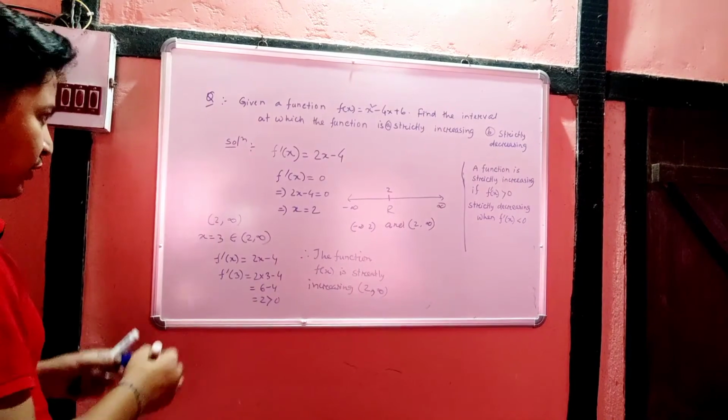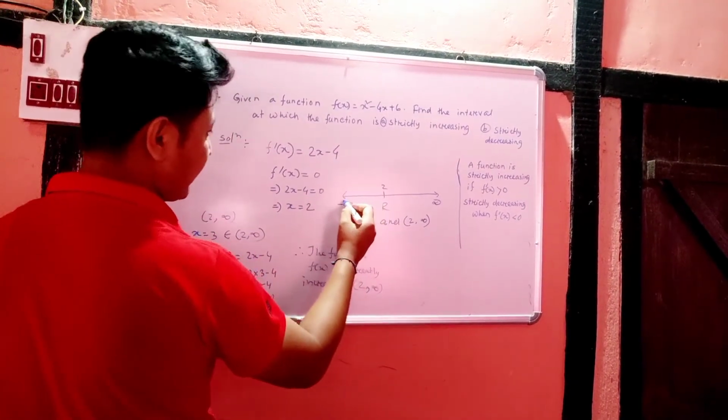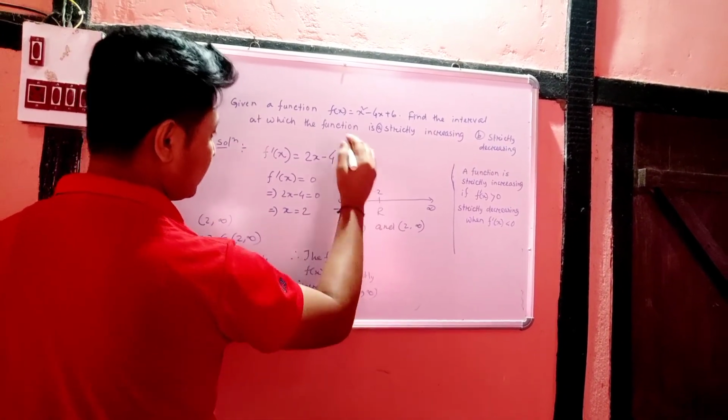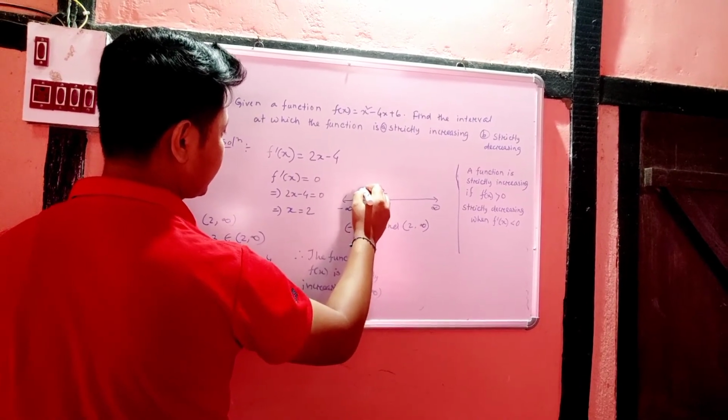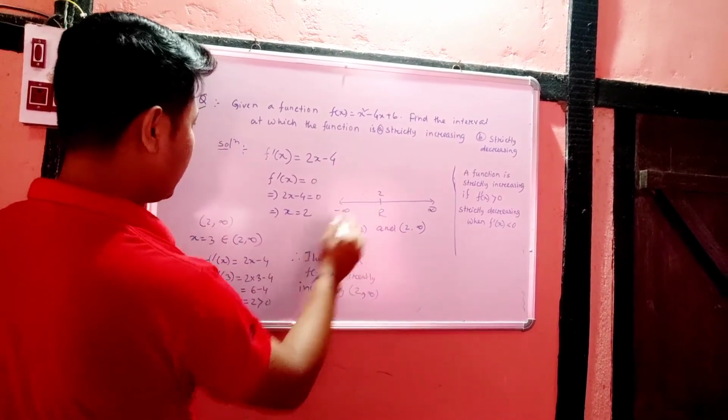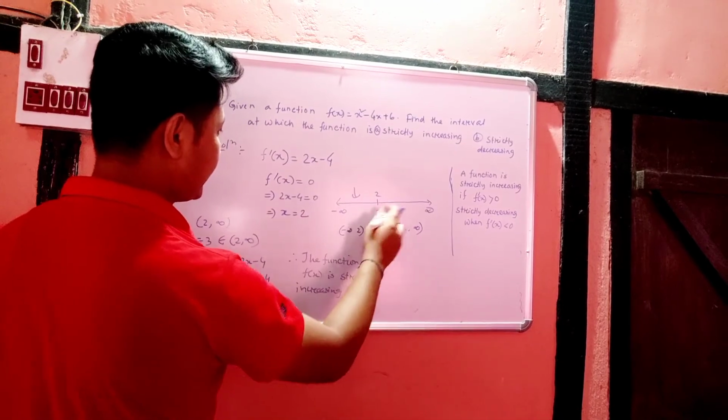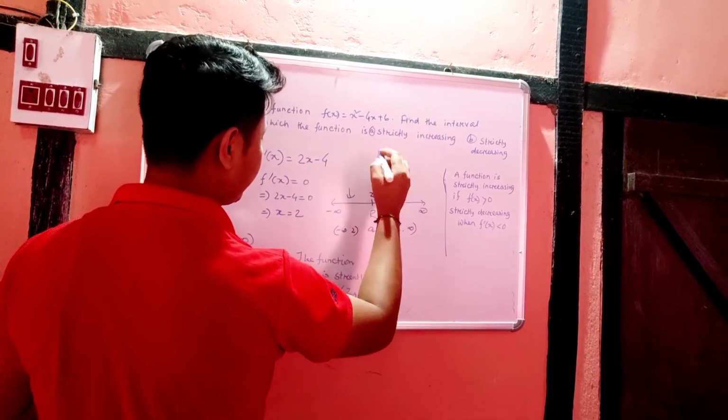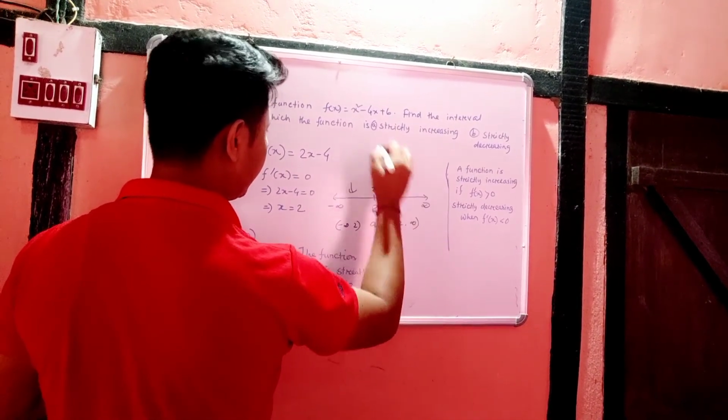So from here we can conclude that in the subinterval minus infinity to 2 the function is strictly decreasing, and in the interval 2 to infinity the function is strictly increasing.